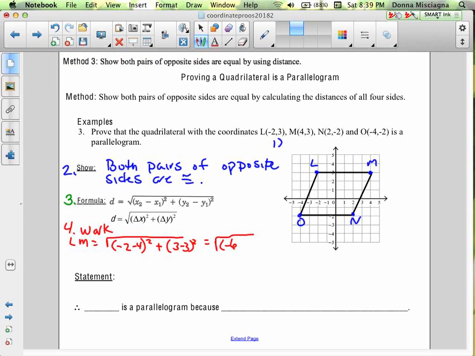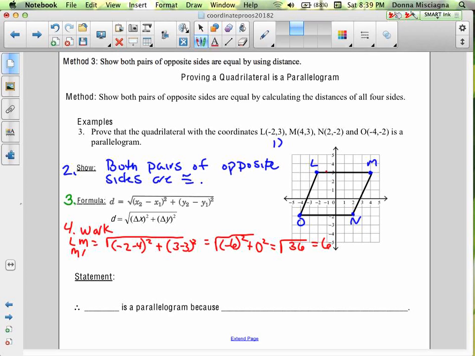So -6, the whole difference is squared, plus 0 squared. Well, 0 squared is 0. So that's going to be the square root of -6 squared, which is positive 36, and the square root of 36 is 6. And of course it's going to be 6. It's a horizontal line. And if you realized, hey, 1, 2, 3, 4, 5, 6, it's a horizontal line of length 6, or you just took the absolute value of the difference in the x coordinates because it's a horizontal line, that would be okay.